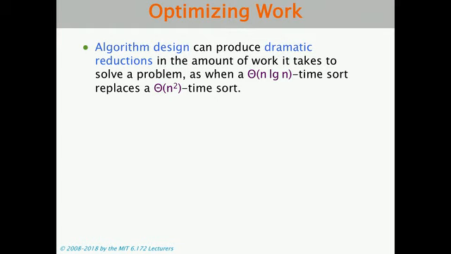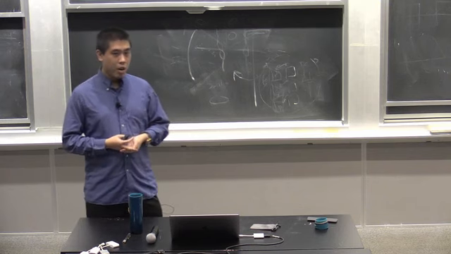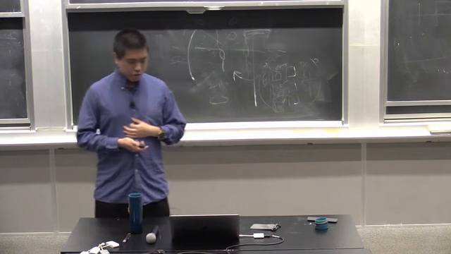So algorithm design can produce dramatic reductions in the work of a program. For example, if you want to sort an array of elements, you can use an n log n time quicksort, or you can use an n squared time sort like insertion sort. You've probably seen this before in your algorithms courses. And for large enough values of n, an n log n time sort is going to be much faster than an n squared sort. So today I'm not going to be talking about algorithm design. You'll see more of this in other courses here at MIT, and we'll also talk a little bit about algorithm design later on in this semester.